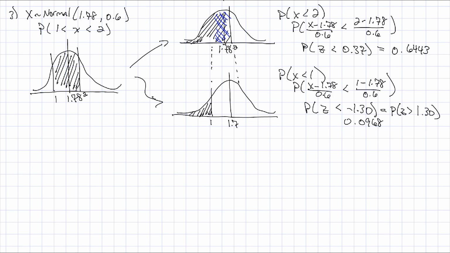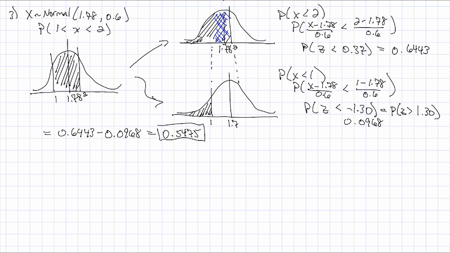Now, those are the individual probabilities. We still have to get our total, so we would subtract them. So 0.6443 minus 0.0968, and that gives us a total probability of 0.5475.